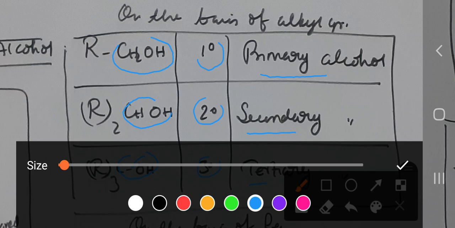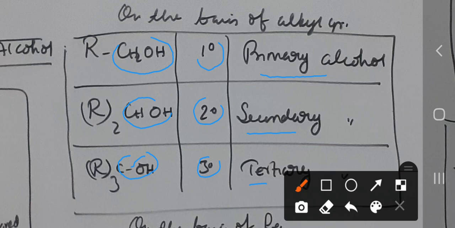One more important thing in this particular topic: if you want to find out the hybridization of the carbon atom which holds the OH group, you can see that in case of 1 degree alcohol, the OH group is attached to the CH2 part and there is a single bond, so definitely it will be sp3. So in all the 1 degree, 2 degree and 3 degree alcohols, the carbon atom which holds the OH group is sp3 hybridized.